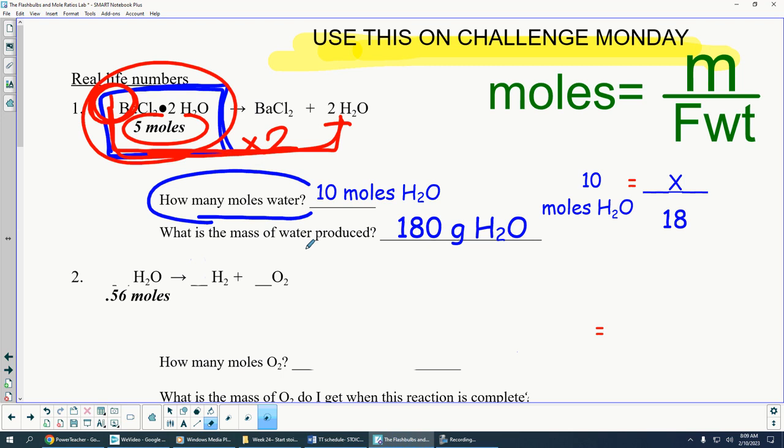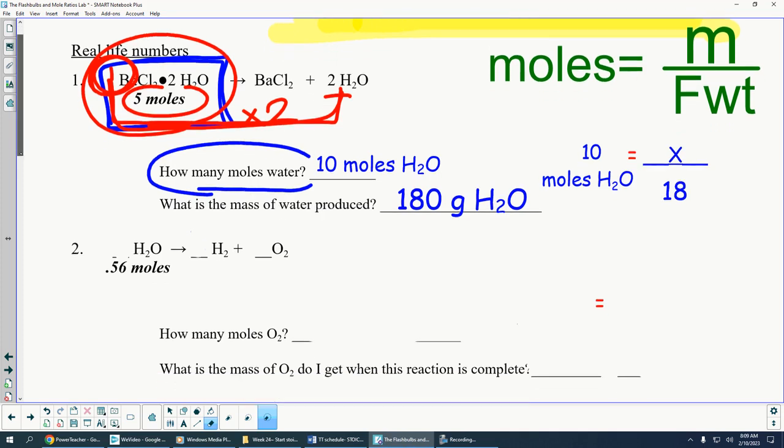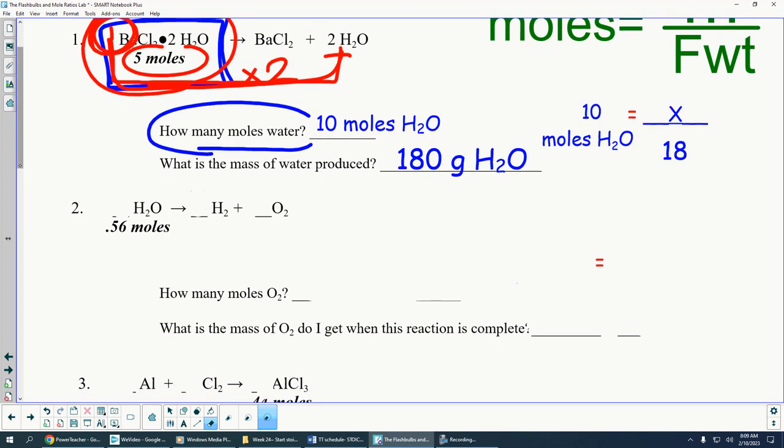There you go. It's beautiful. You're doing stoich now. Okay, I'm going to go ahead and balance this next one for you. That's a 2-2-1. It's a decomposition reaction.